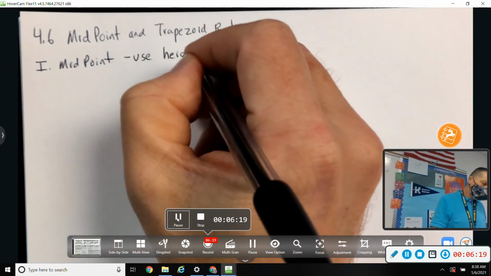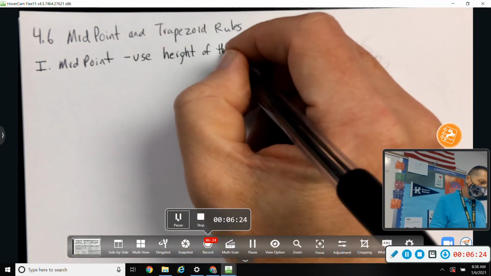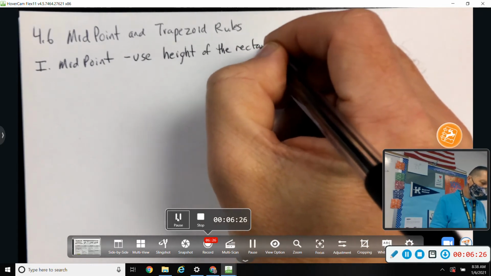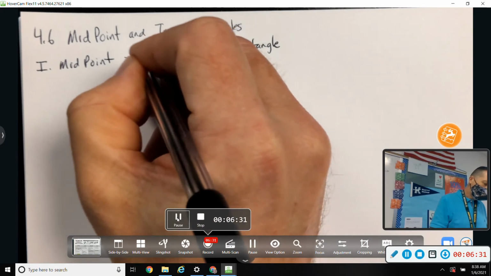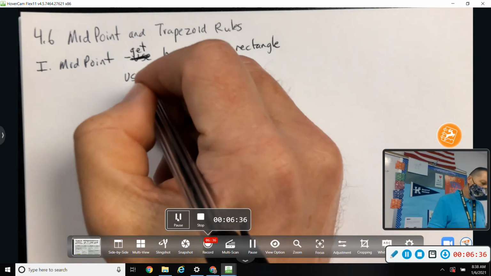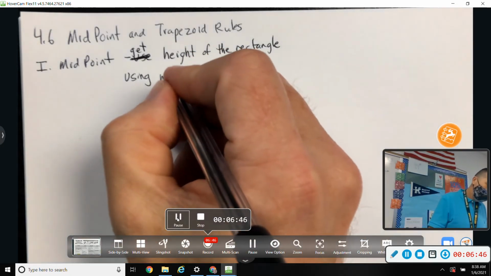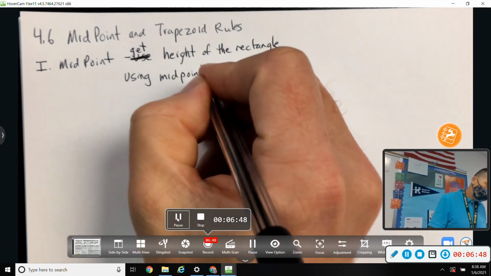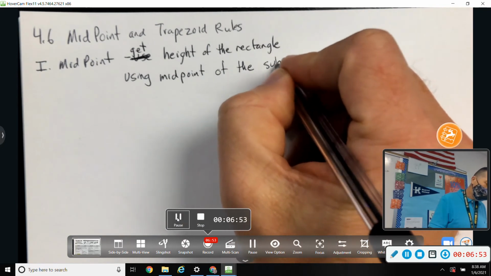So we'll use the height of the rectangle. Well, let's rephrase this. We'll get the height of the rectangle using not the left hand x value or the right hand x value, but using the midpoint of the subinterval.